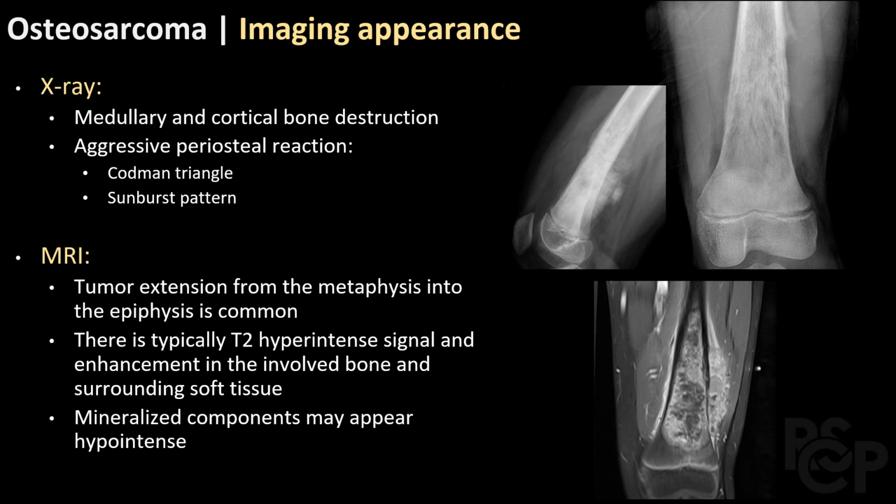Next, imaging appearance on MRI. Typically, you can see metaphyseal spread to the epiphysis is really common with this tumor. It's pretty aggressive. And you'll also see hyperintense signal on T2 and enhancement in both the bone and the surrounding soft tissue due to the aggressive nature of this tumor. And you can also see hypointense mineralized components on MRI, and you can see that in the bottom picture where you can see a T1 sequence that's diffuse heterogeneous enhancement.